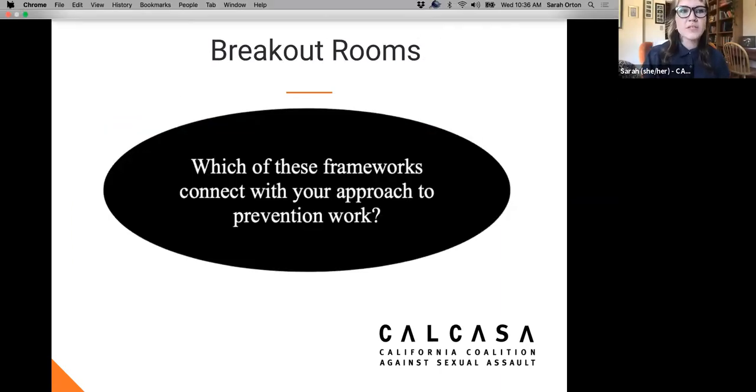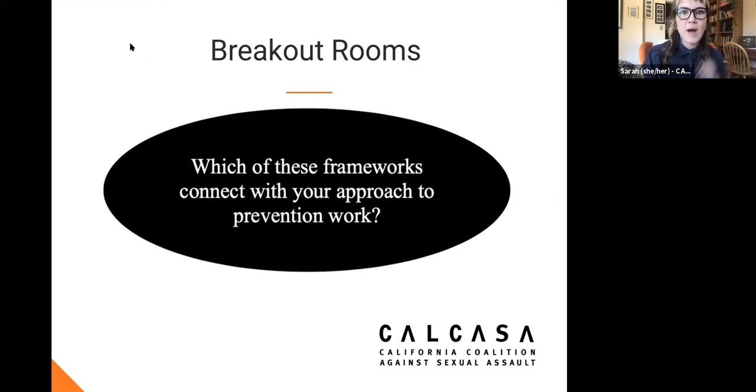So we are going to send folks to breakout rooms, which I'm going to do just in a moment. We're going to have, I think, 3 folks per room, and in your groups, y'all will be discussing which of these frameworks connect with your personal approach to prevention work. So I am going to put the frameworks in the chat with the question as well, and send everyone into breakout rooms.